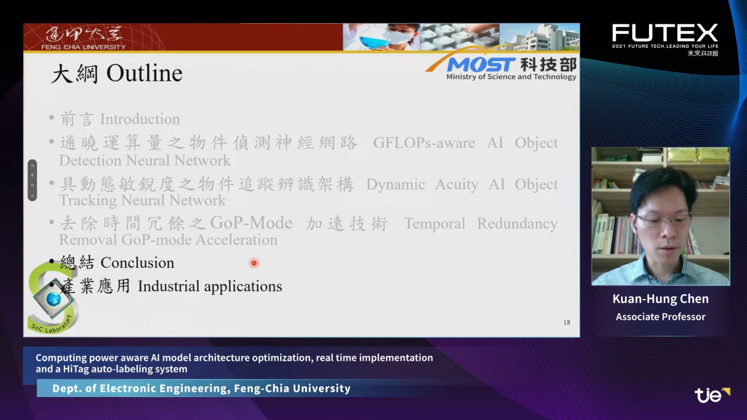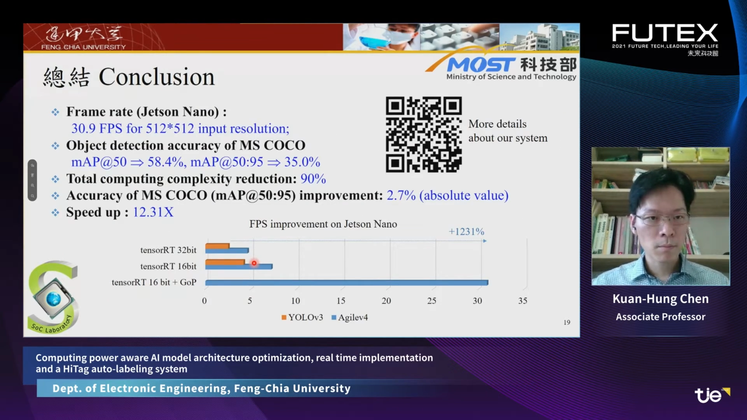Finally, let's conclude this talk. The presented system achieves 30 FPS when executed on an economic platform called Jetson Nano. The detection accuracy reaches 58.4% on MS COCO dataset. The total computation complexity reduction is as high as 90%. The excellent speed-up improvement is as high as 12.31 times over the older one. Please check out more details about our system through the QR code.